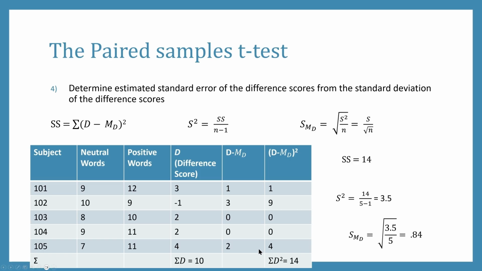The main concept is just understanding that we're looking at this variability in the difference scores and quantifying how much variability there is in the sample.